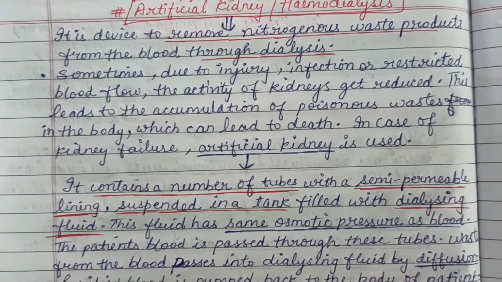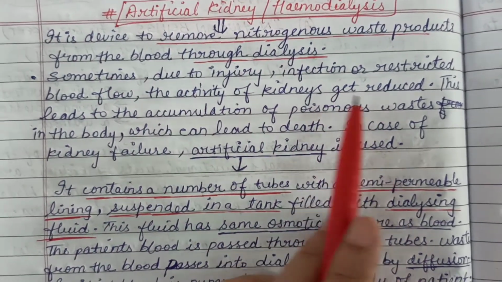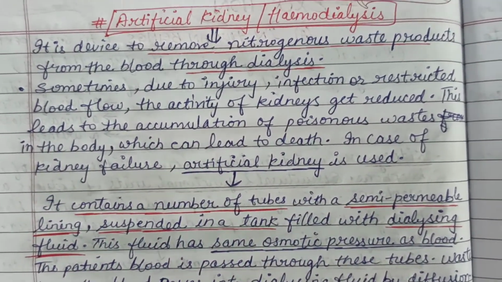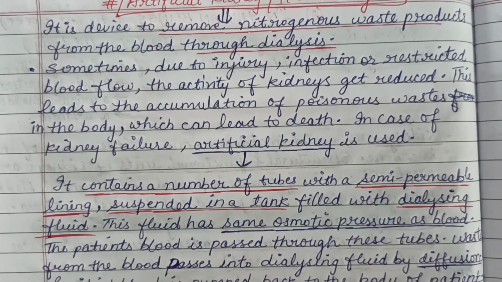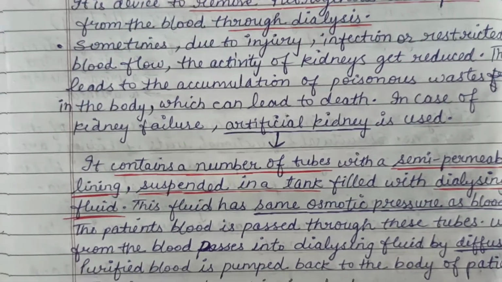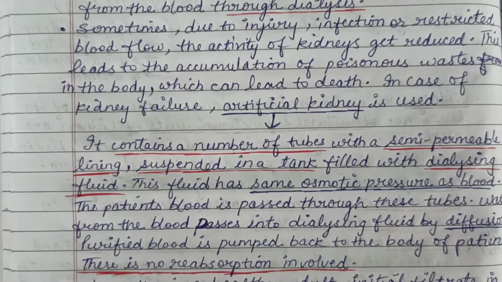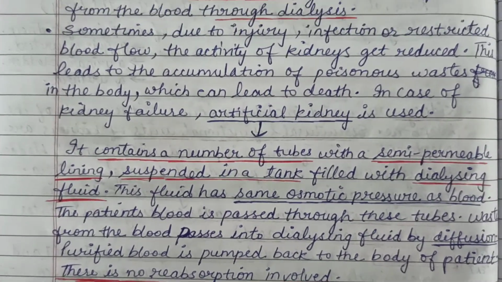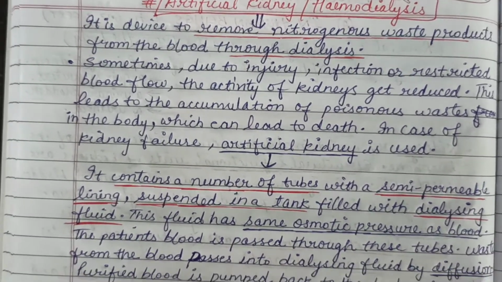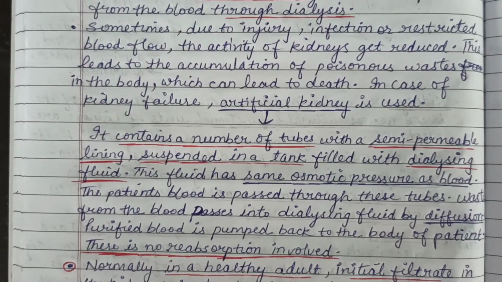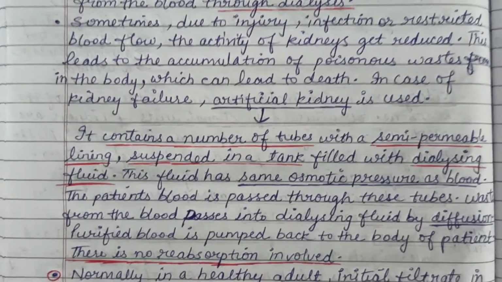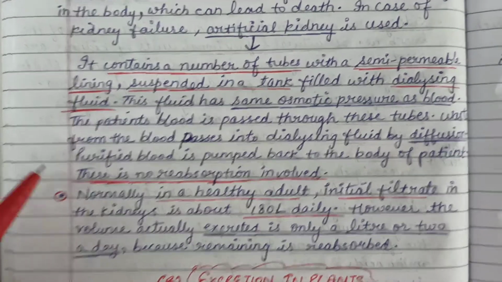Sometimes due to some injury, infection or restricted blood flow, the activity of kidneys gets reduced, and this leads to the accumulation of poisonous waste in the body, and if the poisonous waste materials keep on accumulating in our body, it can lead to death. So in that case an artificial kidney is used. Let's see how it works.